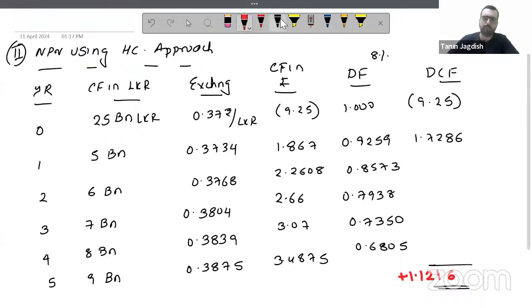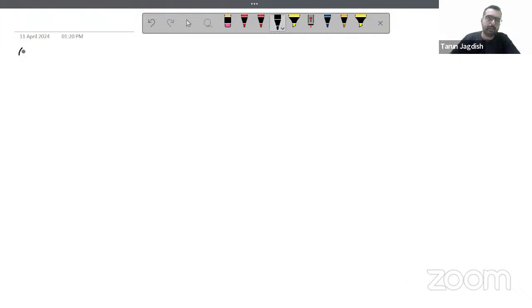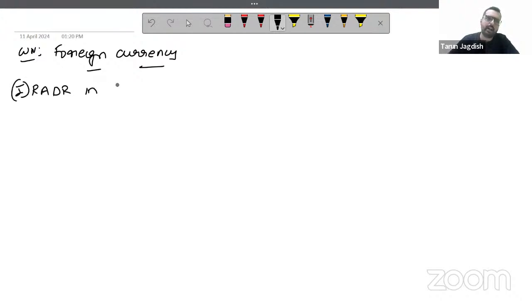NPV is positive. Now, friends, I need to work out the same question using what approach? Next working note, foreign currency approach. Now tell me, friends, when you do it under the foreign currency approach, cash flows will be in LKR, NPV will also be in, sorry, the discount factor also will be that of LKR. So I need to find out the RADR in Sri Lanka.